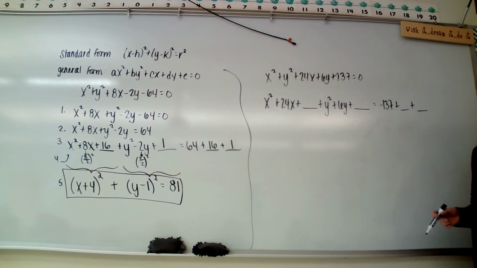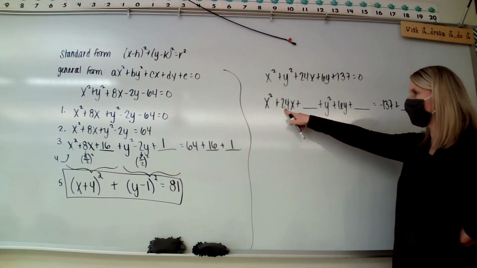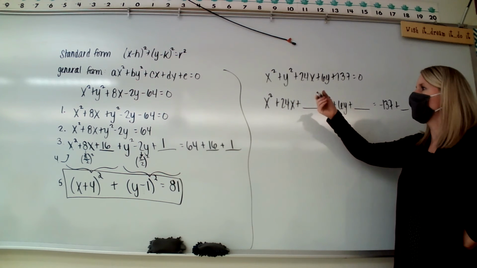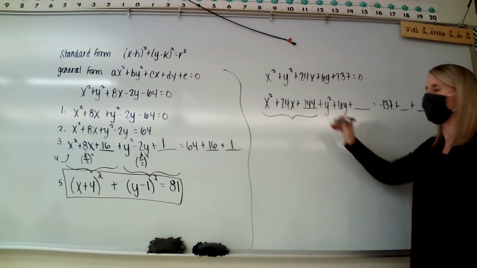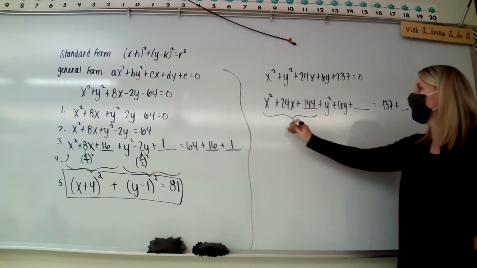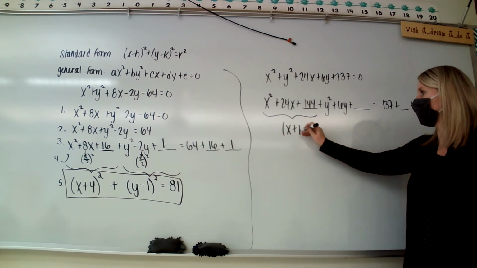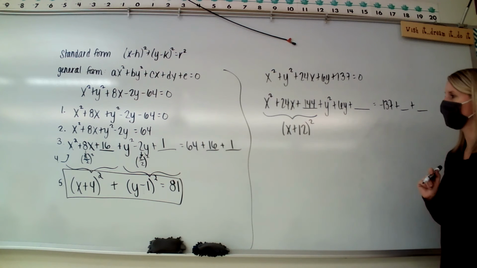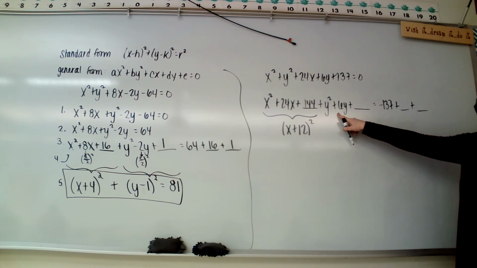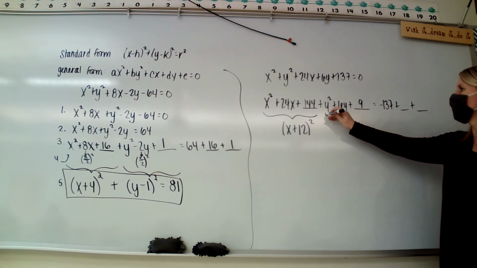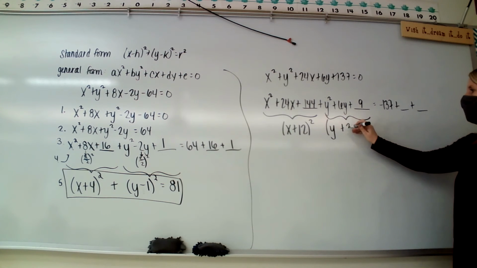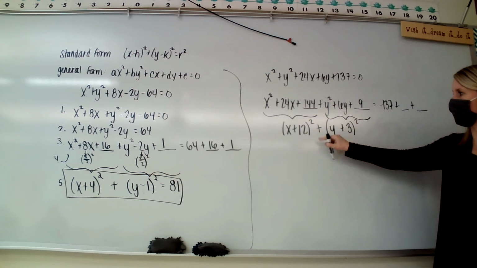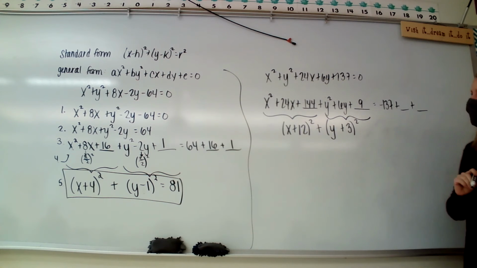So now we're going to complete the square. 24 divided by 2 is 12, squared is 144. I'm going to factor this while I'm here, to focus on one thing at a time. That factors to x plus 12 squared. Over here, 6 divided by 2 is 3, squared is 9. I'll factor this: y plus 3 squared. Just put a plus in between for standard form. We just need to separate them.